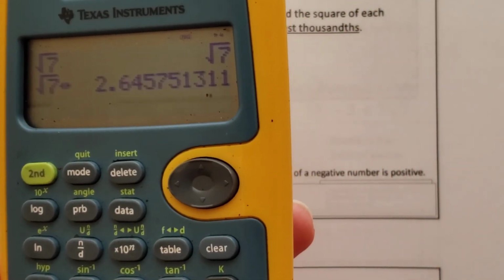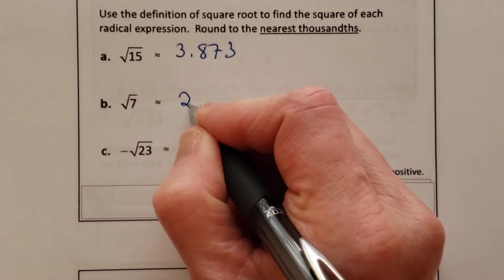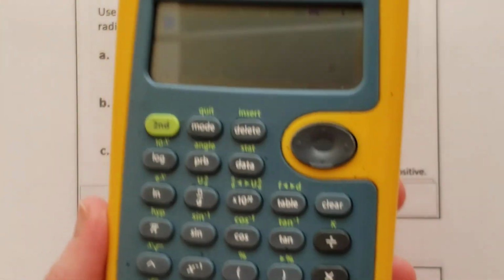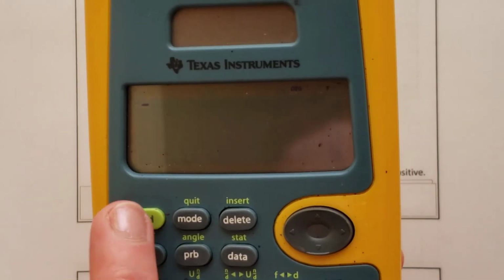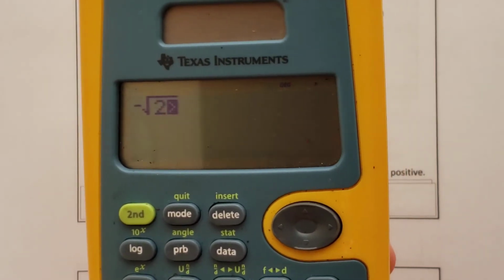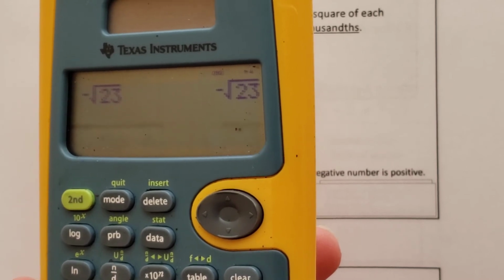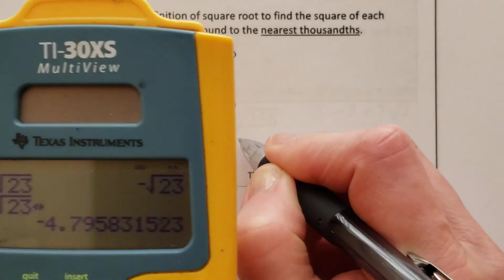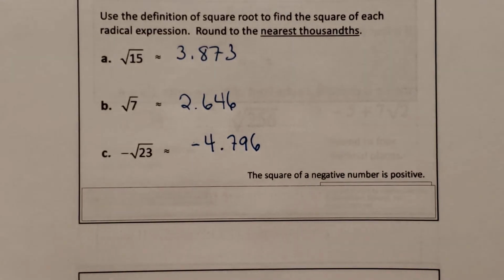Double arrow button, and the answer is 2.646. Letter C is asking what is the opposite of, so we're going to use our negative button, the opposite of the square root of 23, and it tells us negative square root 23, so then I hit double arrows, and I have negative 4.796. Okay, now it might also give you those with cube roots, so you would do it the exact same way.